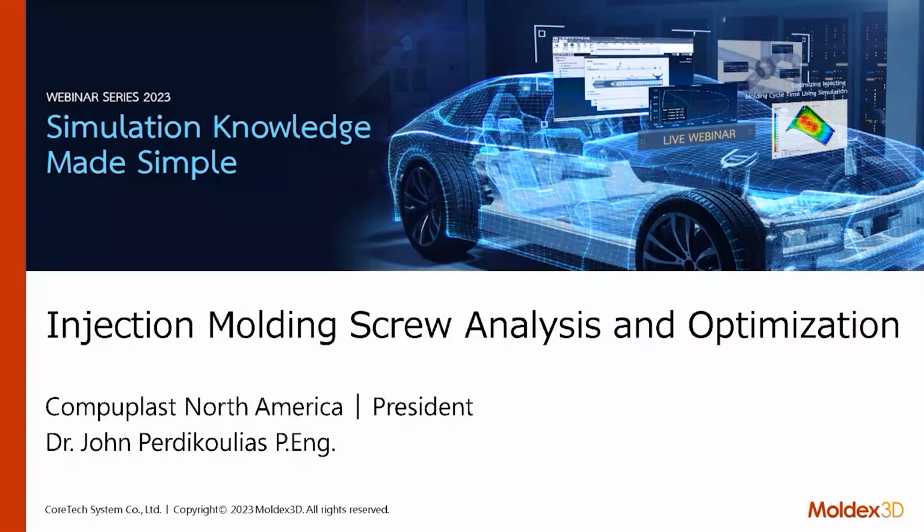He's a professional engineer in Ontario, Canada. He earned a bachelor's in chemical engineering and a master's in engineering from McMaster University in Hamilton, Ontario, as well as a PhD from the University of Waterloo. He has over 35 years of experience in the plastic industry, specializing in equipment engineering and process optimization. He's a co-founder of CompuPlast International Inc., which has provided CAE software and services to the plastic processing industry since 1990. John, over to you.